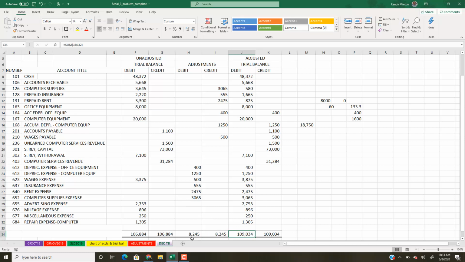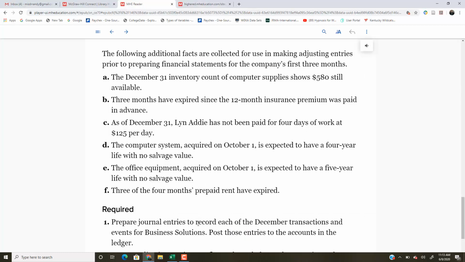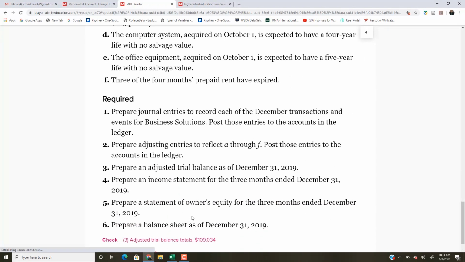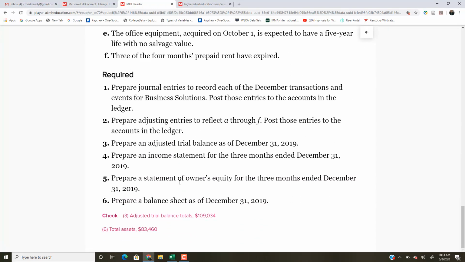So back over here now, I'm coming up with $109,034 at this point. Let's go check the book and see if they give us a balance. Well, 109,034. That's correct. Now, prepare an income statement for the 3 months and prepare the statement of owner's equity, prepare a balance sheet.